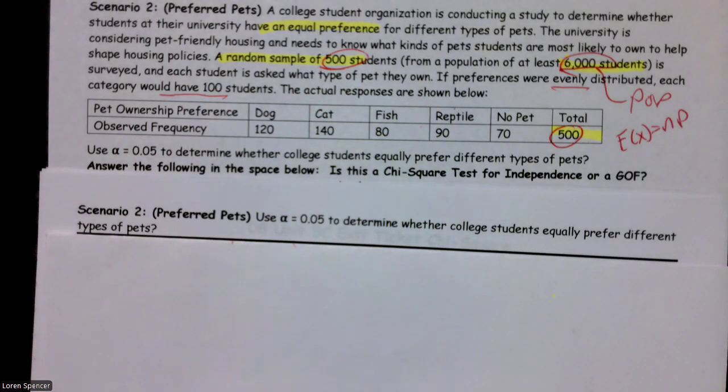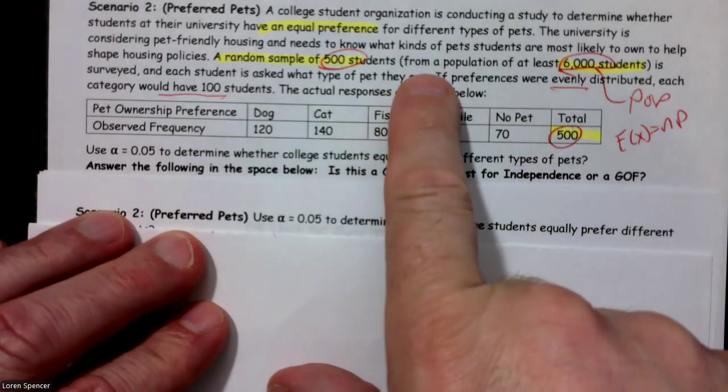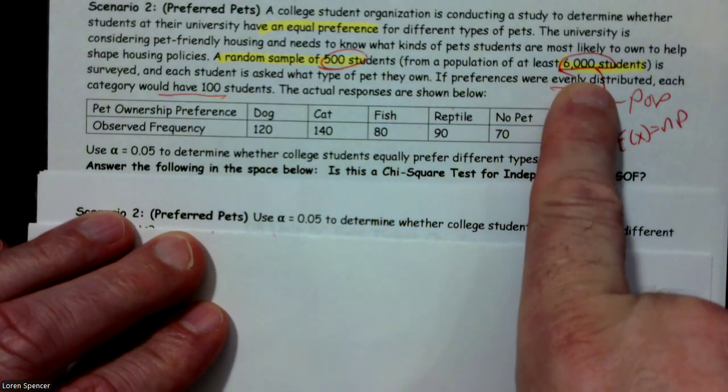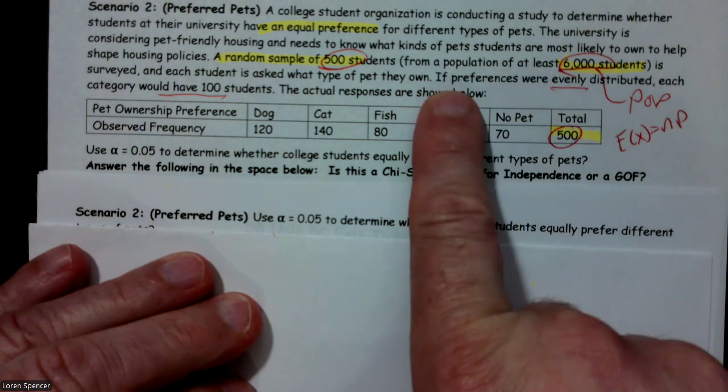This is another assignment on chi-squared for the test review. Preferred pets. A college student organization is conducting a study to determine whether students at their university have an equal preference for different types of pets. The university is considering pet-friendly housing and needs to know what kind of pets students are most likely to own to help shape housing policies. A random sample of 500 students, so we have an N of 500, from a population of at least 6,000 students. So we have a population of 6,000 who were surveyed, and each student is asked what type of pet they own.